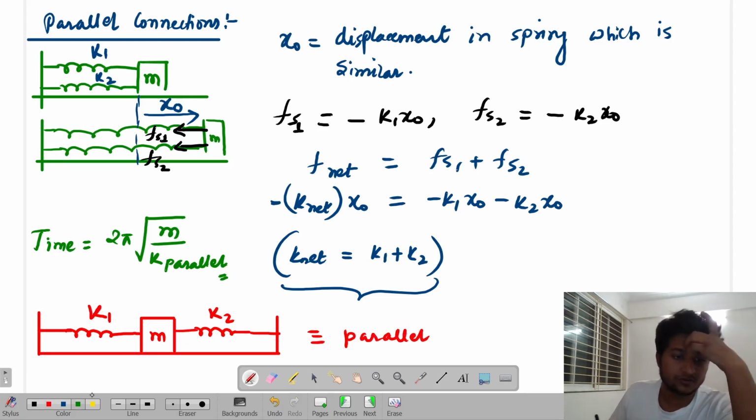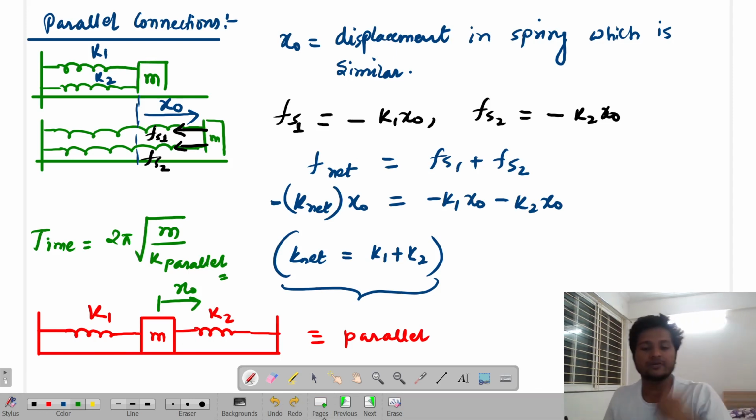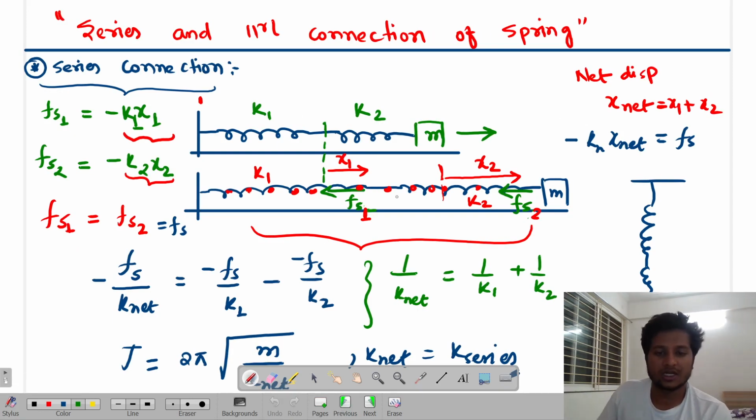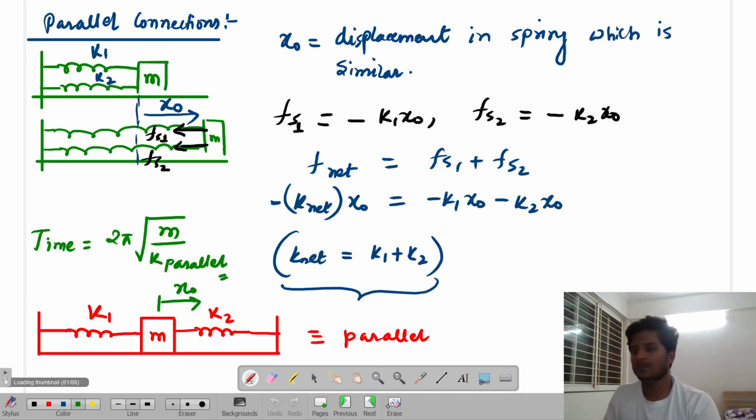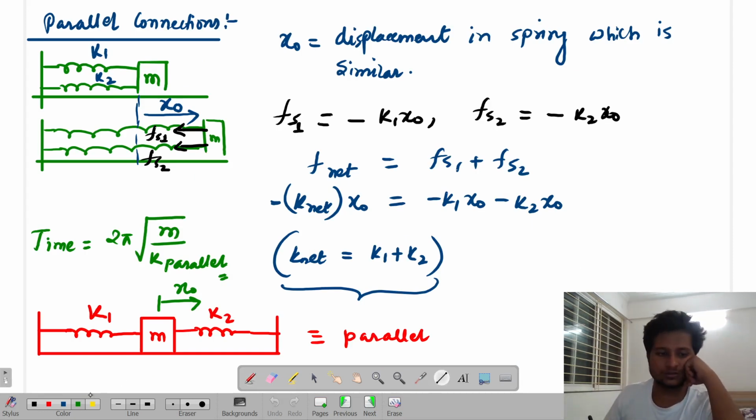Because look over there, try to understand. Let's suppose if you displace this by x naught distance, so whatever is the compression, that is the expansion in this spring or not. So does the same length is appearing with two different kinds of spring forces? Are you able to get me or not? But remember that in case of series connection, these displacements will be totally different. Next, I'll take another example of that.